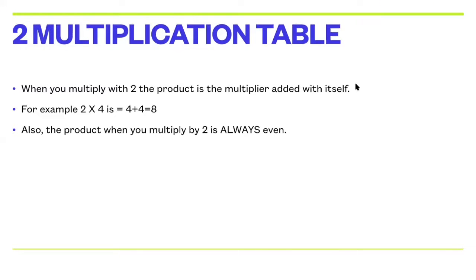However, for the 2 multiplication table, we'll be taking things a little differently. So when you multiply 2, the product is basically either the multiplicand or the multiplier added with itself. Like for example, 2 times 4 is equal to 4 plus 4, which gives you 8. Also, the product when you multiply by 2 is always even.